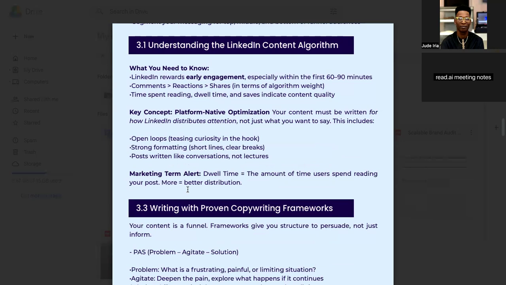algorithm. So what you need to know: LinkedIn rewards early engagement, especially within the first 60 to 90 minutes. Comments, reactions, shares in terms of algorithm weights. I cannot overly emphasize this. Time spent reading, dwell time, and saves indicate content quality. So if you really want to get engagement on whatever you're putting out there on LinkedIn, you have to prioritize what I call the golden hour. That golden hour is your early engagement time, the first 60 to 90 minutes of your post time.